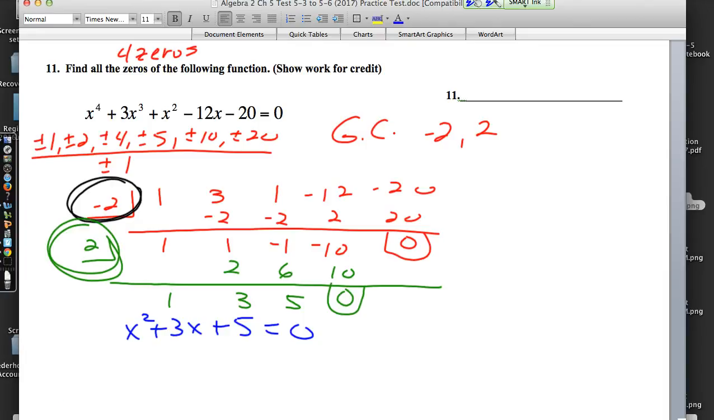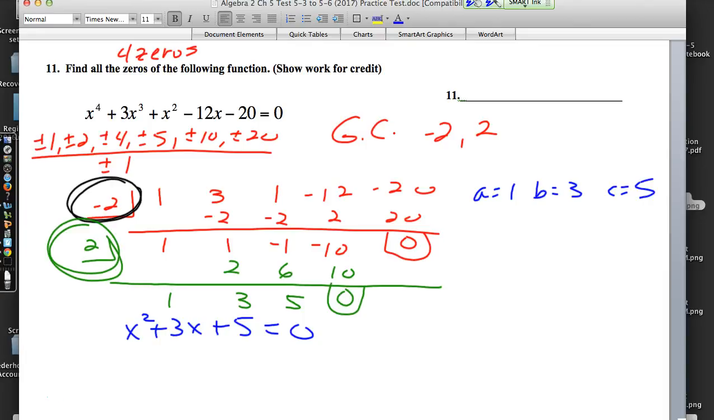Factorable? 2 numbers that multiply to 5 and add to 3? No, and you know, we didn't see it on the graphing calculator, so it's probably not factorable. So then what do we do? Gotta find the last 2. Quadratic formula. This is a quadratic formula. A equals 1, B equals 3, and C equals 5.